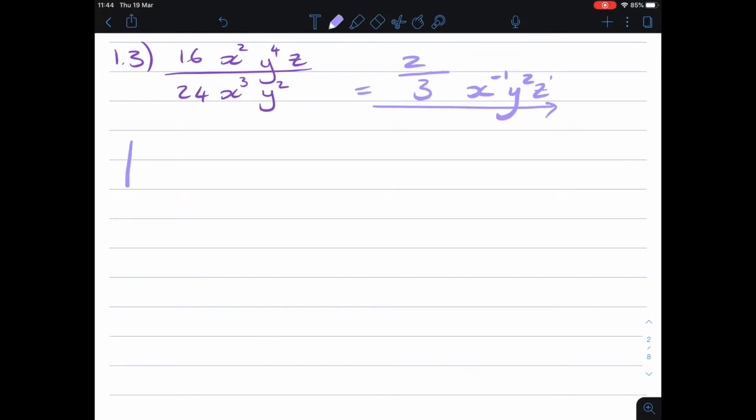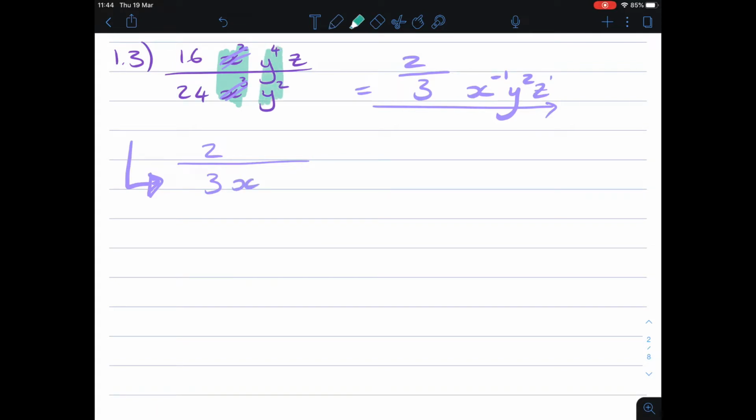Now, there is another way to simplify this question, so I will show you how to do that. So again, if I simplify 16 over 24, I do get 2 over 3. And then when I look at my x's, I can actually divide these out. So I can take 2 of my x's from my numerator and 2 of my x's from my denominator, and then I'll have 1 x left in my denominator.